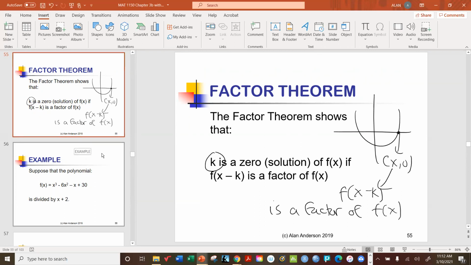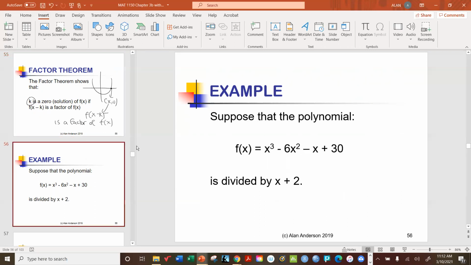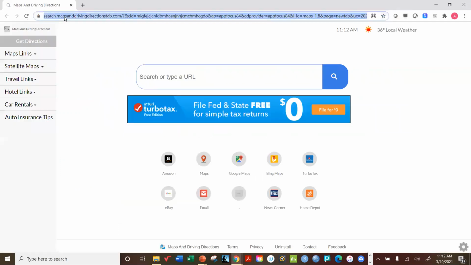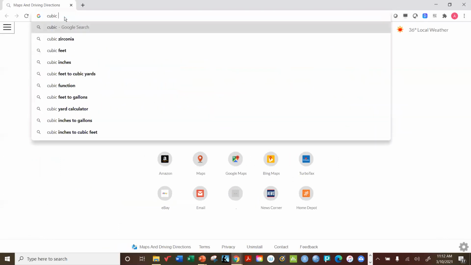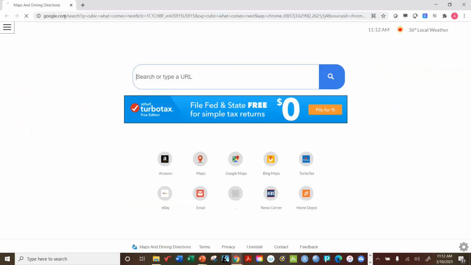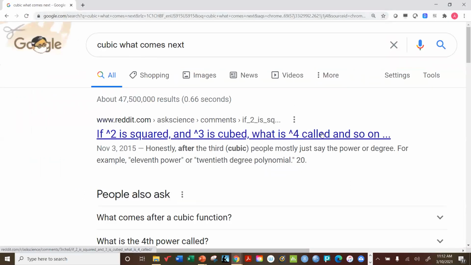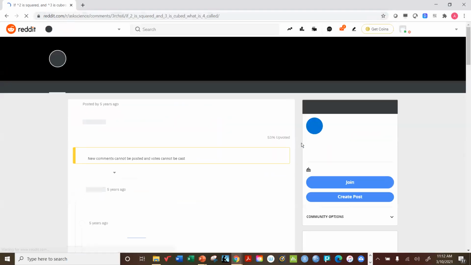We've got a polynomial. It's actually a cubic equation because the highest order term is x cubed. What comes after this, I think, is quartic. And then after that, I don't know. In fact, why don't we go to Google for a second? This might be fun. Oh, here we go.